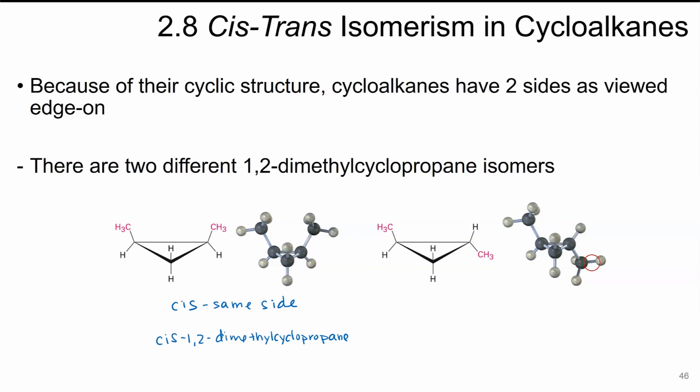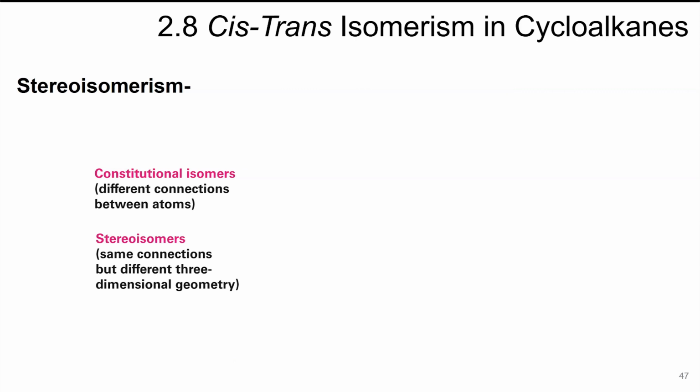These CH3 groups are on opposite sides of the cyclic structure. One is on the top, one's on the bottom. This makes it trans, which is opposite sides. The name of this would be trans-1,2-dimethyl cyclopropane. The cis and trans are different from each other. They have the same formula, they're connected the same, but they're different in 3D orientation. So they're stereoisomers of each other. Compounds that have stereoisomerism are those that have atoms connected in the same order but differ in 3D orientation.